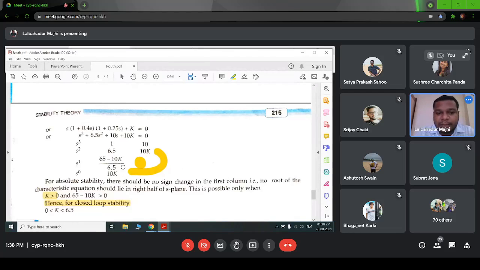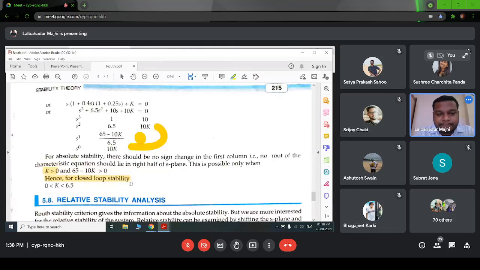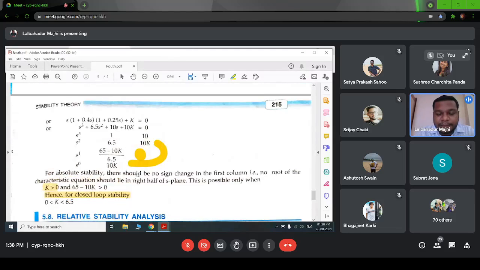Okay, so clear? We have already discussed the same type of example. Is this one clear? No doubt about the Routh-Hurwitz criterion?